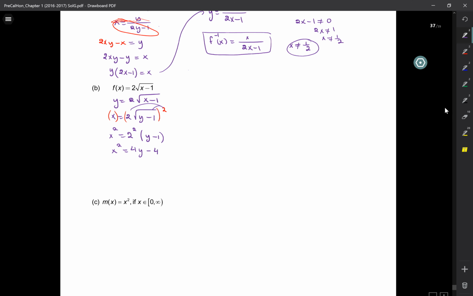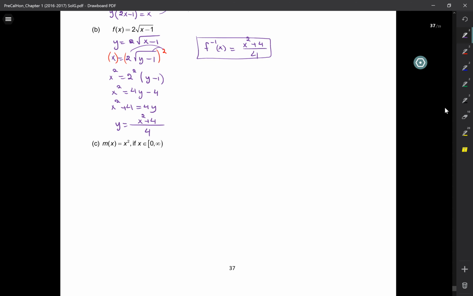So let's see what y is equal to. x squared plus 4 is equal to 4y. So y is equal to x squared plus 4 over 4. All right, that means f inverse is equal to x squared plus 4 over 4.